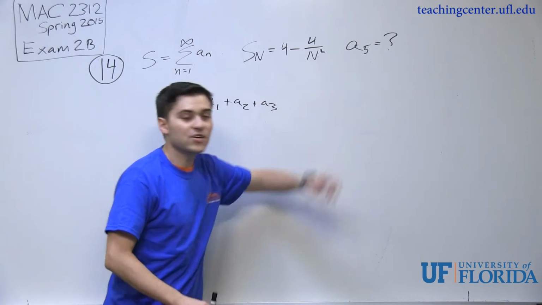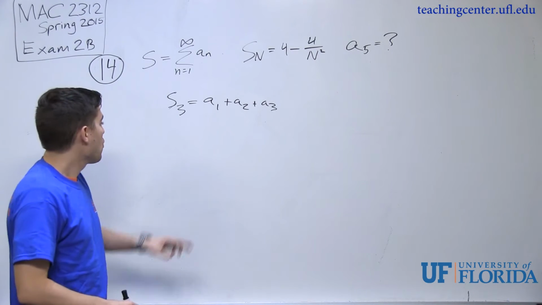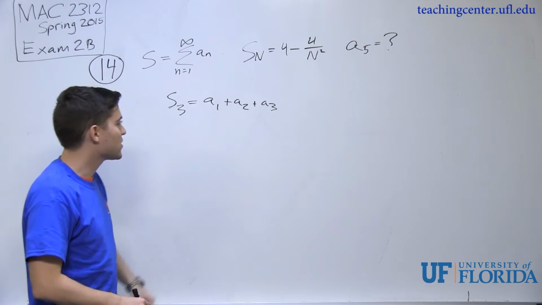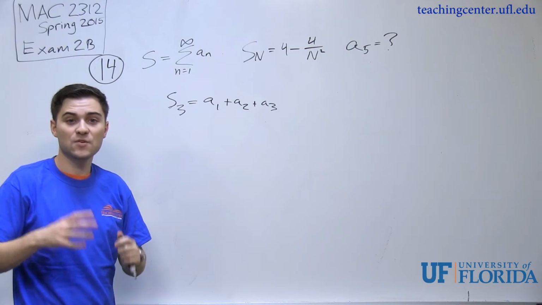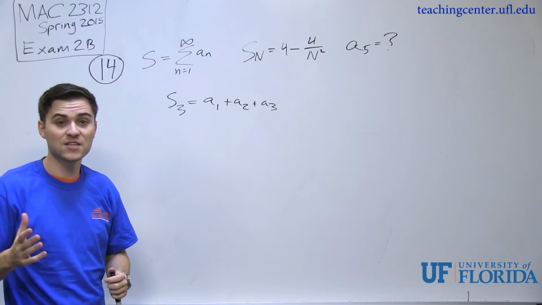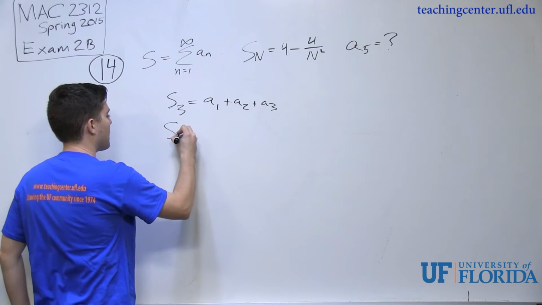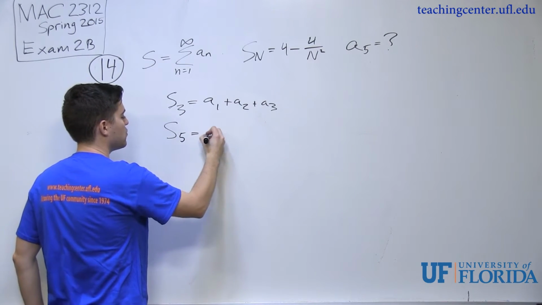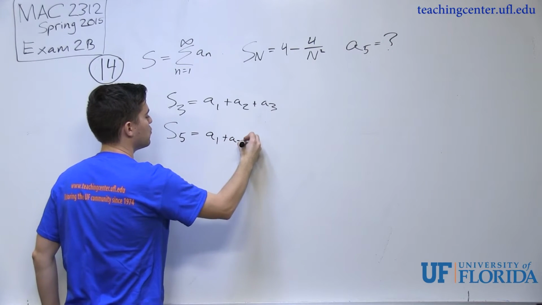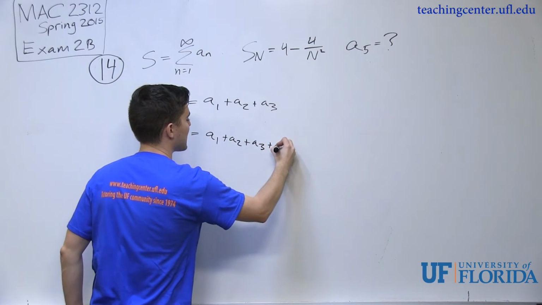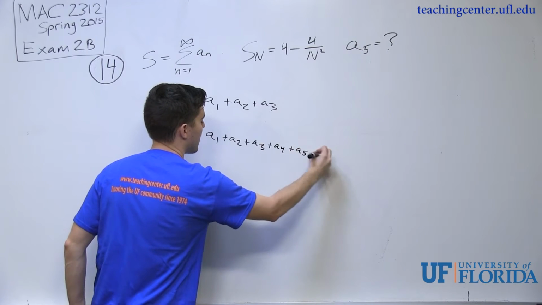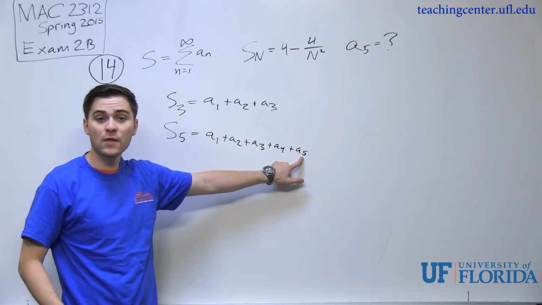So we need an expression for A sub 5 in this case. Well, according to this logic, I can get a summation term with A sub 5 in it. So if I have S sub 5, that's equal to A1 plus A2 plus A3 plus A4 plus A5. So there's the term that we need.